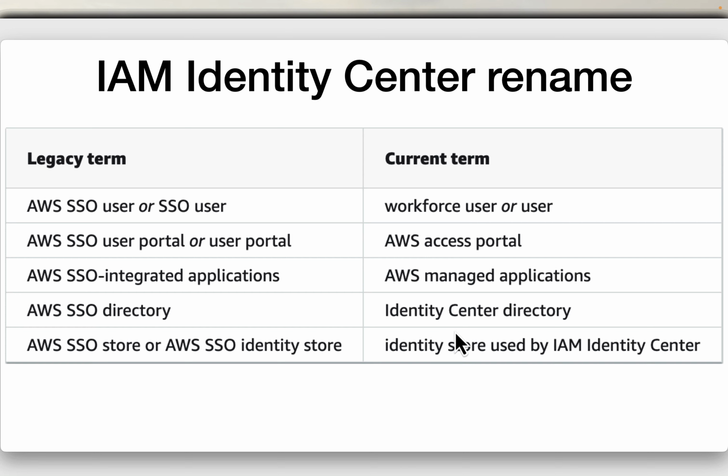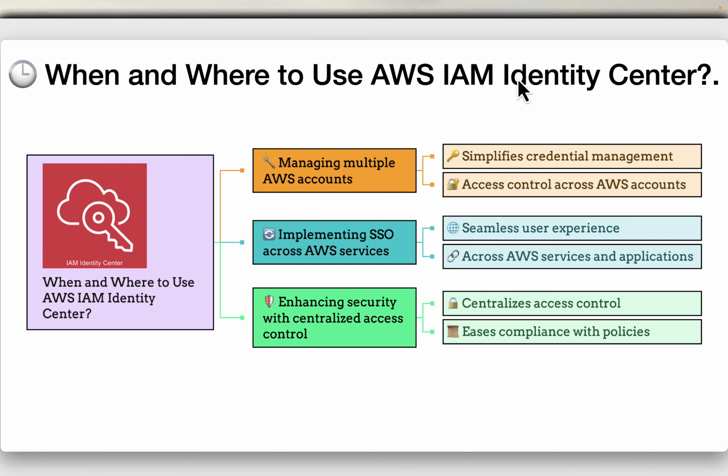So there's a rename. So when and where to use AWS IAM Identity Center? First, managing multiple AWS accounts. Use IAM Identity Center when managing user access across multiple AWS accounts, simplifying credential management and access control. Second, implementing SSO across AWS services. Ideal for organizations looking to implement single sign-on for a seamless user experience across AWS services and applications. 3. Enhancing security with centralized access control. Enhancing security by centralizing access control and permissions management, making it easier to comply with security policies and regulations.